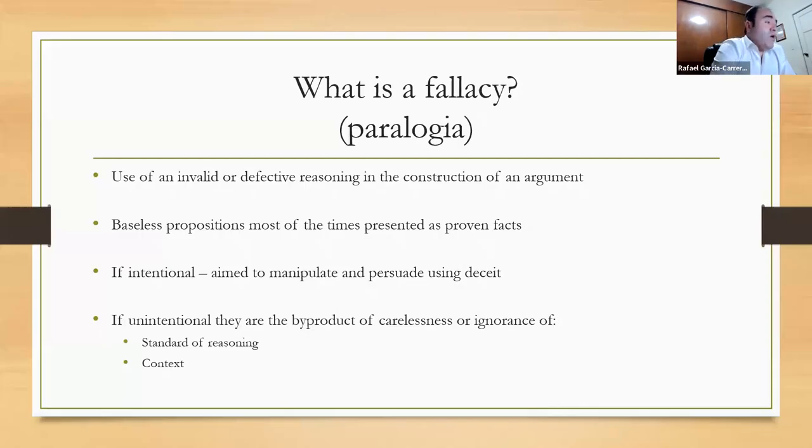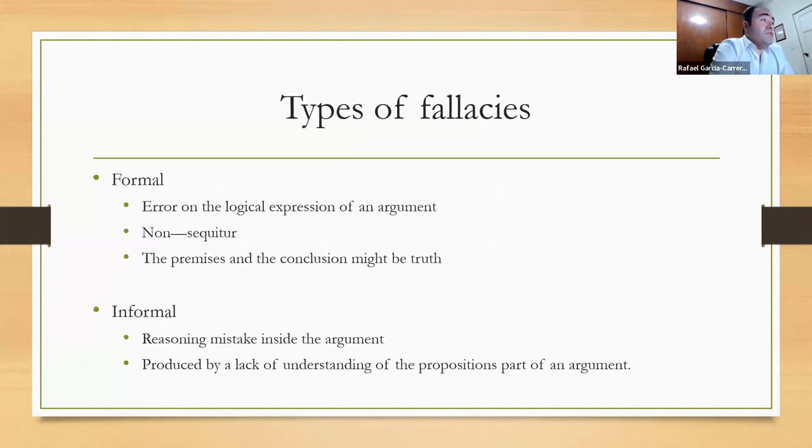Or if it's unintentional, that means they are the byproduct of carelessness or ignorance of either the standard of reasoning or the context of the proposition or the hypothesis that you want to present to the other person. So we can have two main types of fallacies. First one is the formal fallacy, and second one is the informal fallacy.